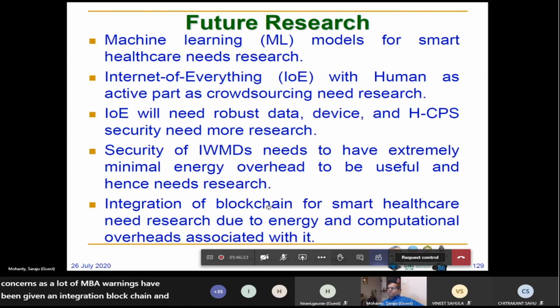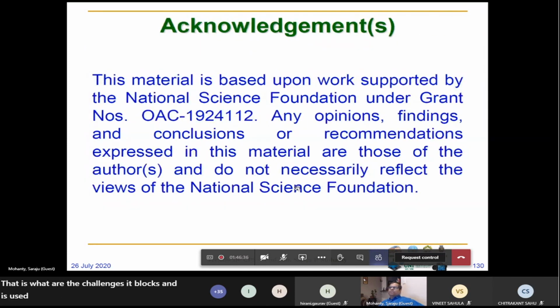It's not straightforward. Blockchain was not meant to do that, and in fact, we wrote an article in IEEE Computer Magazine. It came out in the last issue. It covers what the challenges are if blockchain is used for healthcare applications.